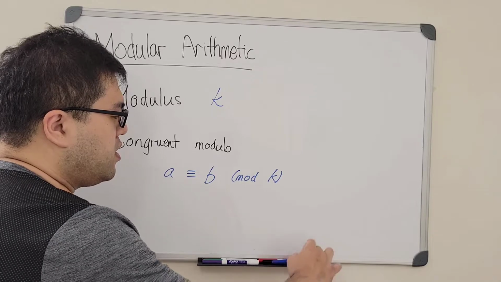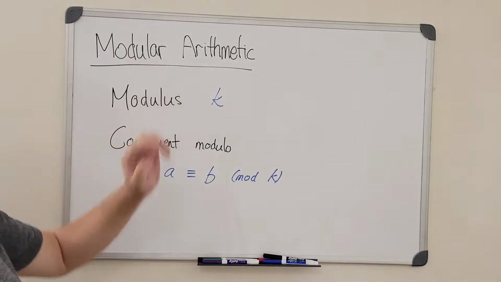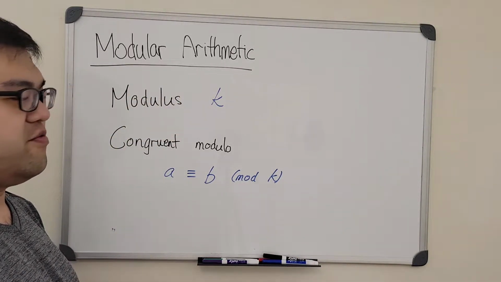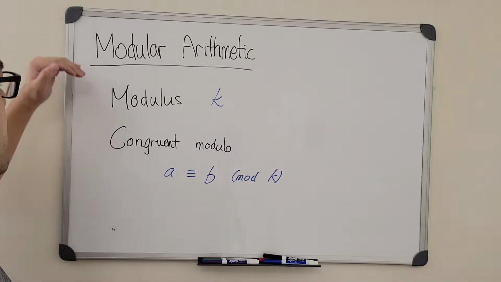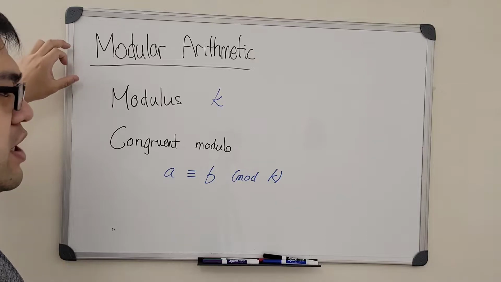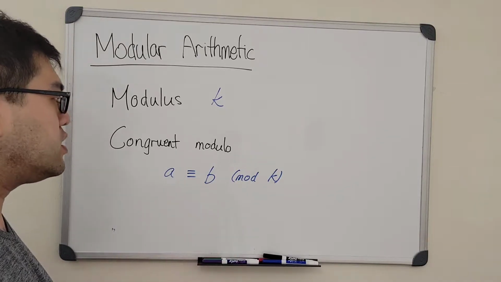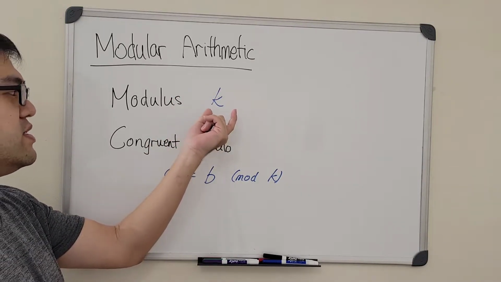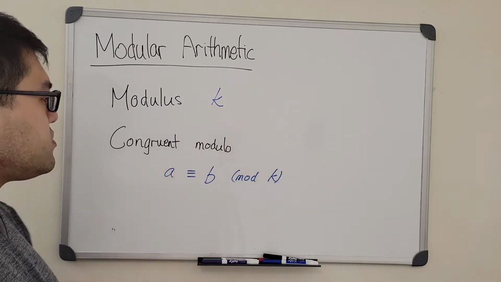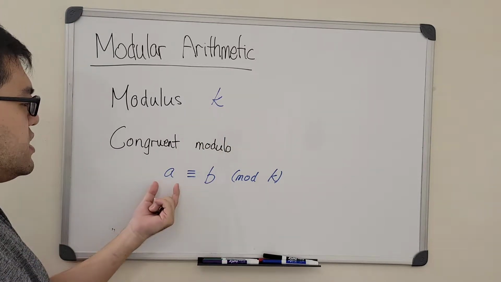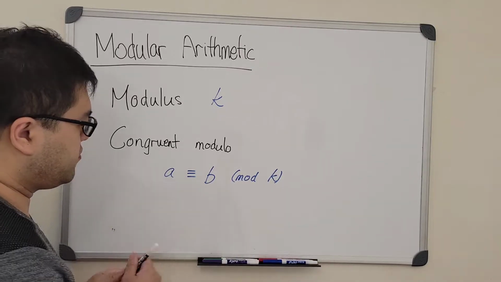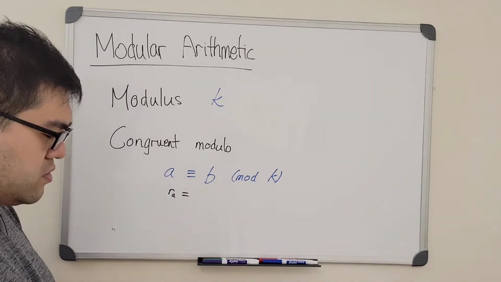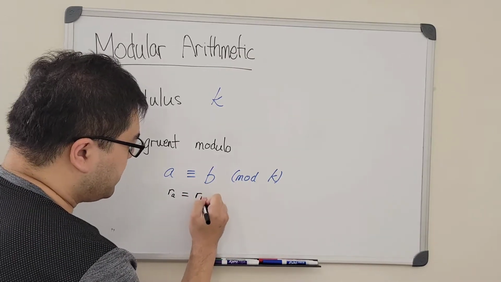Right. Modular arithmetic is just a system of arithmetic or calculation of integers, in particular to find out the calculations of the remainder parts after we divide by some integer. So in this case, we are just saying that the remainder of a divided by k, let's call it r sub a, is equal to the remainder of b divided by k, let's call it r sub b.